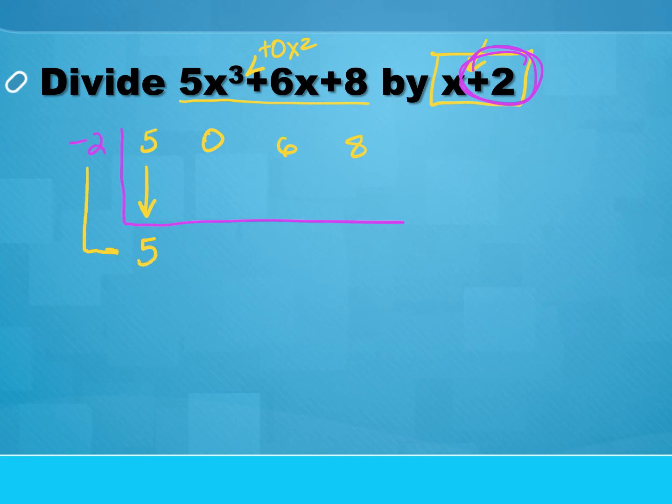Multiply by what's on the outside. -2 times 5 is -10. Put it in the next column. Add them. 0, -10 is -10. Multiply what's on the outside times what's there. -2 times -10. Put it in the next column. 20. Add them. 26. Multiply what's on the outside by what's there. -2 times 26, -52. Add them, and I get -44.